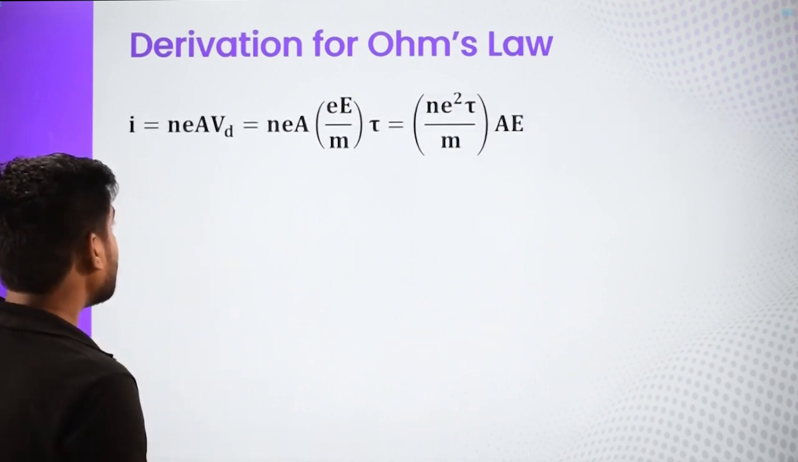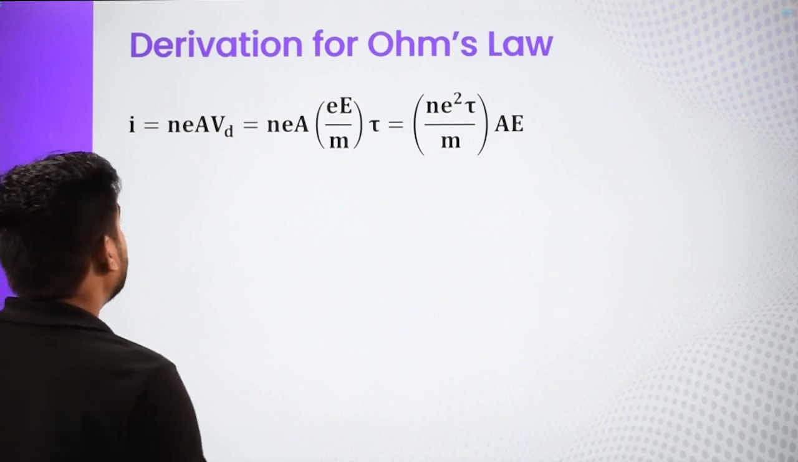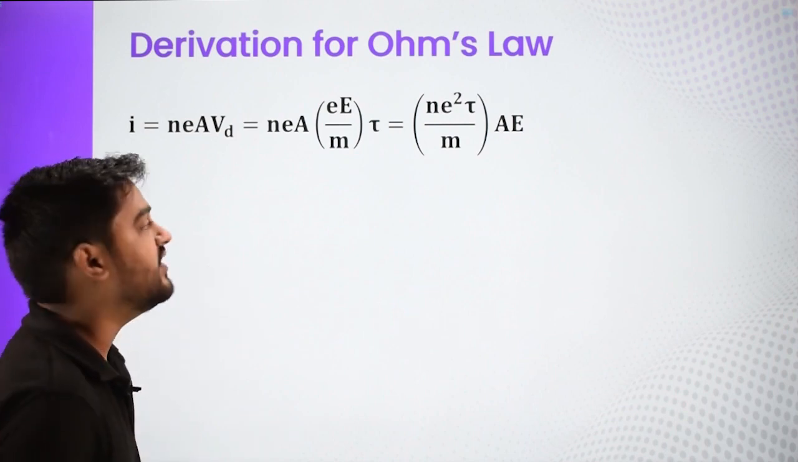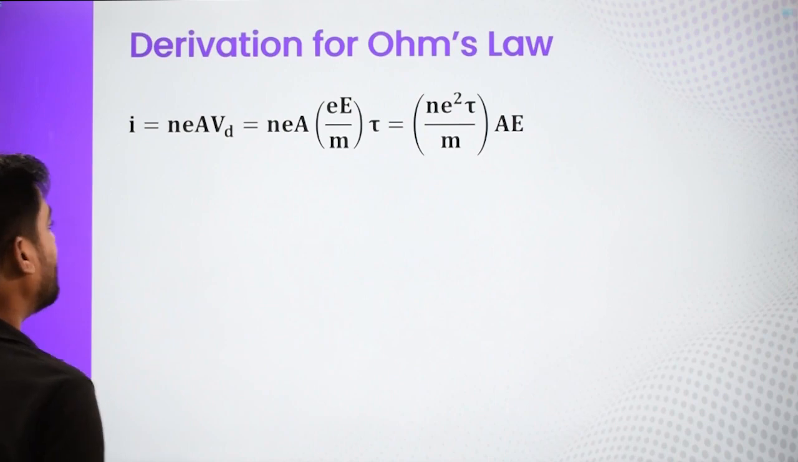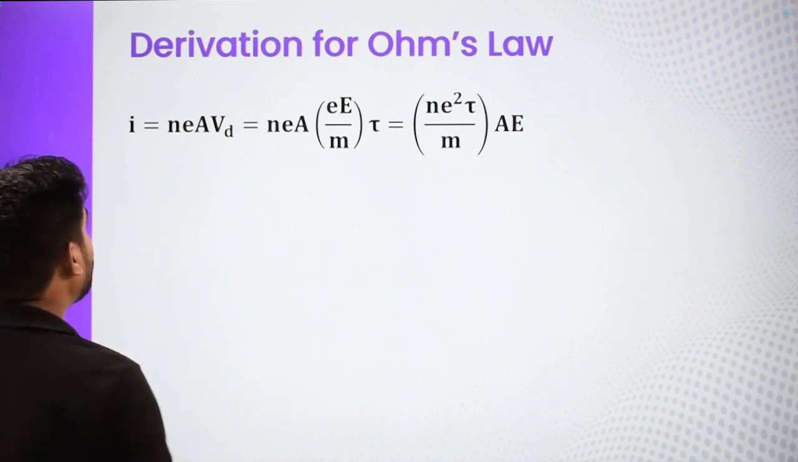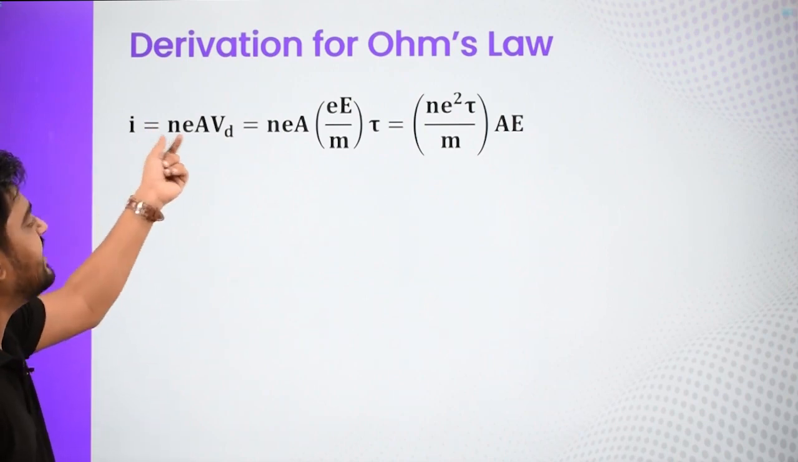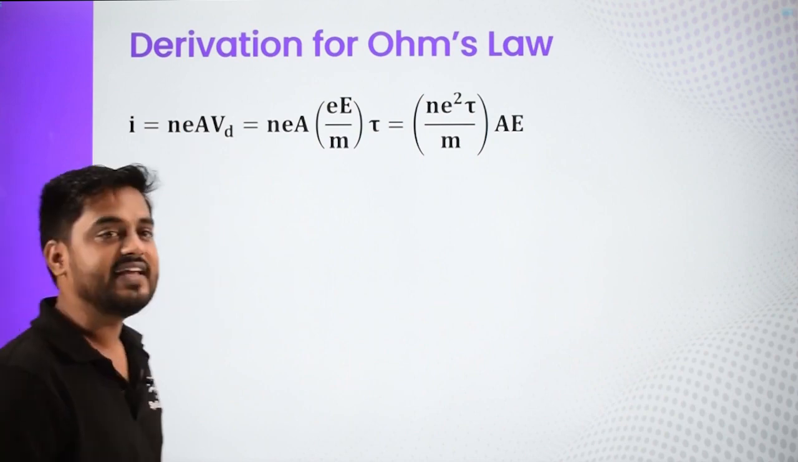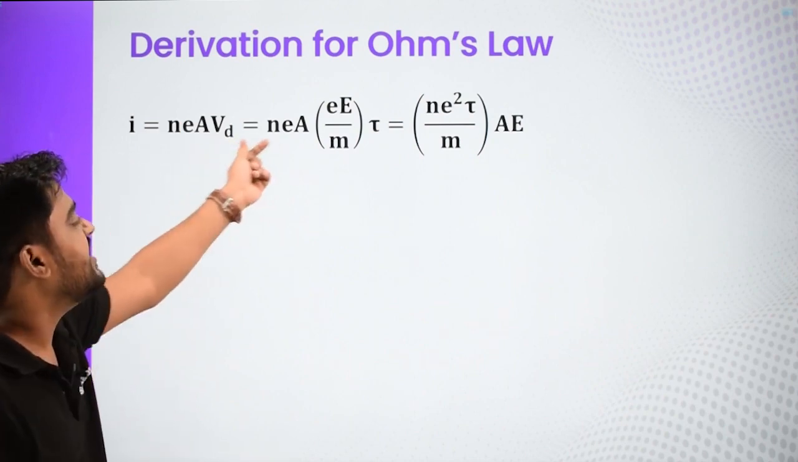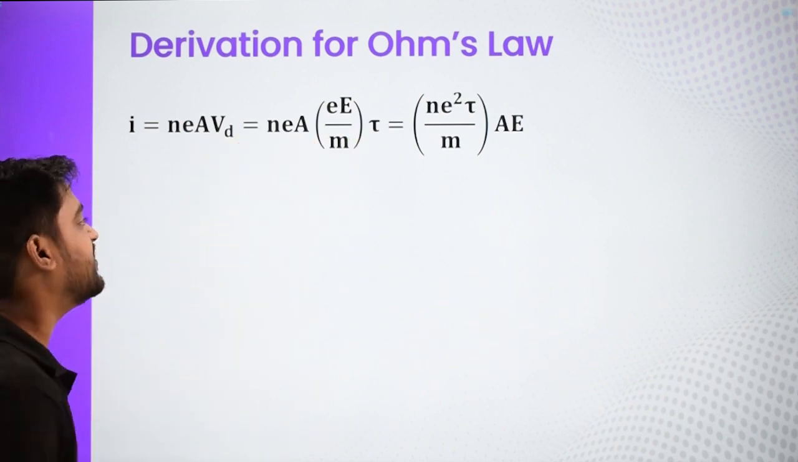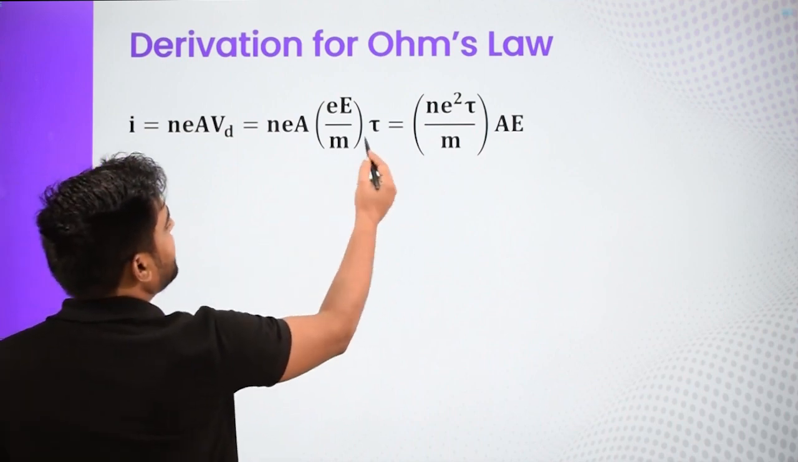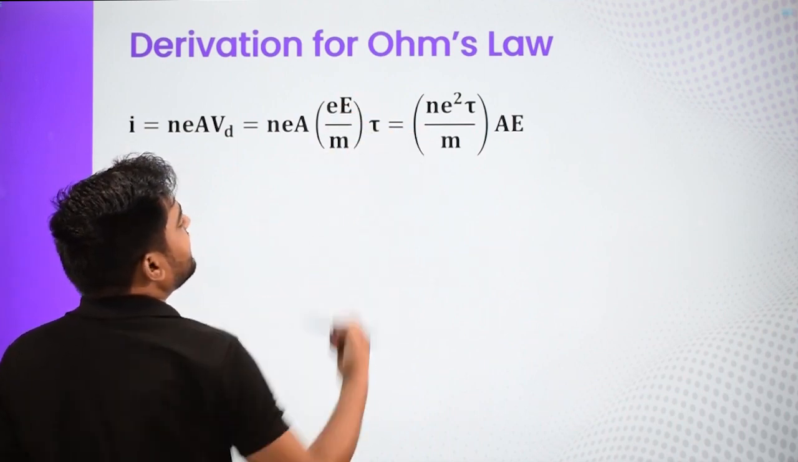Now, this expression is a new expression. Here we are going to derive Ohm's law. What is the derivation of Ohm's law? We have already discussed that I is given by nAvd. Each parameter is already explained. Now, this vd can be written as that. So, I am first explaining how we are getting this parameter, what E, m and tau are.